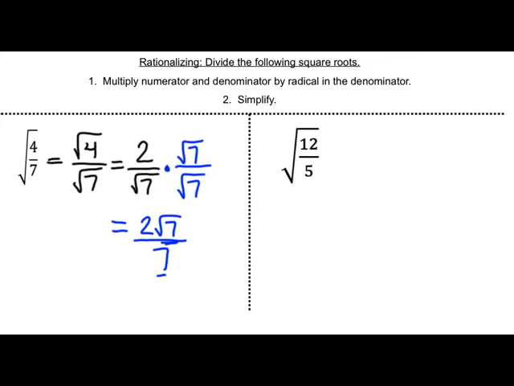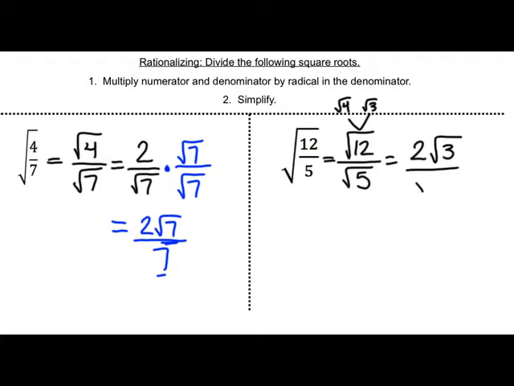One last one and we'll call it quits. Square root of 12 fifths. Well, we break it up to the square root of 12 over the square root of 5. Okay? Well, I might go ahead and simplify the top. I know that the square root of 12 is the square root of 4 times the square root of 3. So really this is 2 square roots of 3 over the square root of 5, which doesn't help me much.